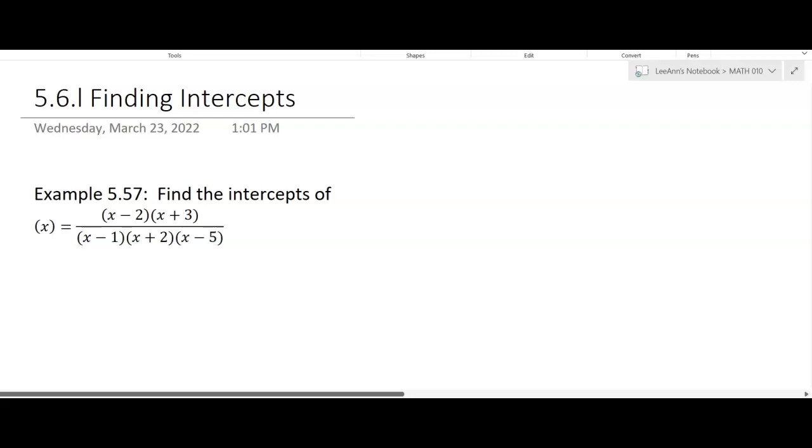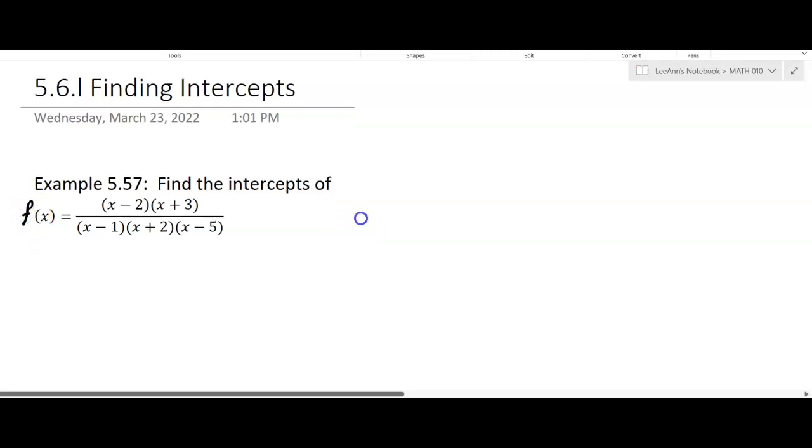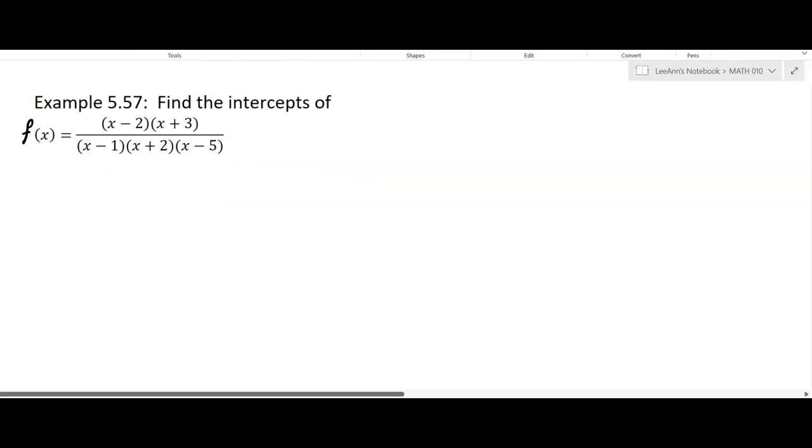Okay, so now we want to talk about finding intercepts for a rational function. I don't know why it doesn't say f of x, but I'm thinking it should say f of x there. Okay, this again is already factored for us.